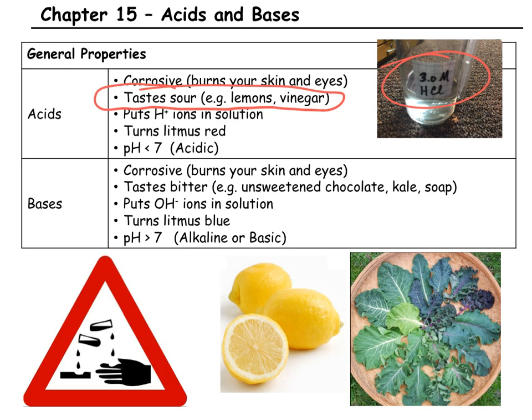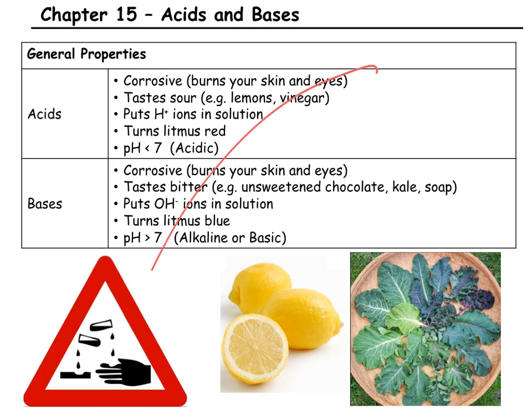Now, what about bases, though? Bases tend to taste bitter. And these would be things like unsweetened chocolate, kale, which is a sort of weird looking lettuce, and soap. If you've ever had soap in your mouth, and sometimes when you're young and you say naughty words, you get soap in your mouth, we all know that it tastes bad. Now, down here on the left is sort of the universal symbol for something corrosive. If you spill it on your fingers or your hands, it can actually destroy your skin and your eyes. So always wear goggles.